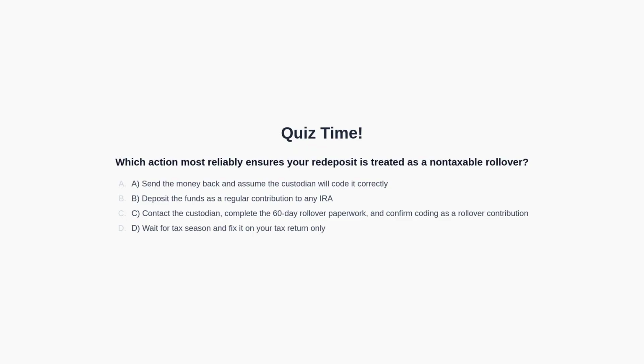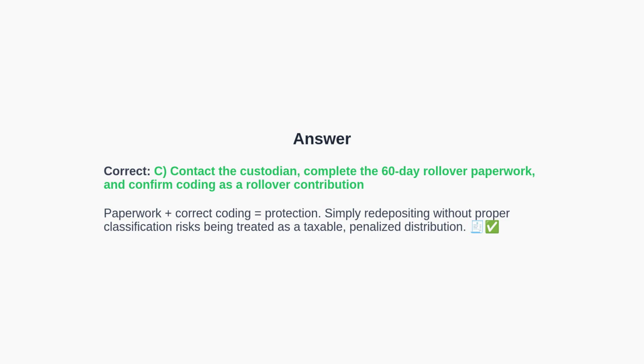You may pause the video now to think about the answer. We will discuss the answer in the next section of the video. The correct answer is C. You must contact the custodian, complete the 60-day rollover paperwork, and verify that the deposit is coded as a rollover contribution. This classification is essential to prevent the IRS from treating the movement as a taxable distribution.